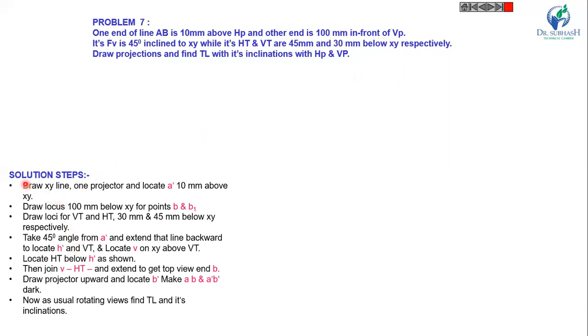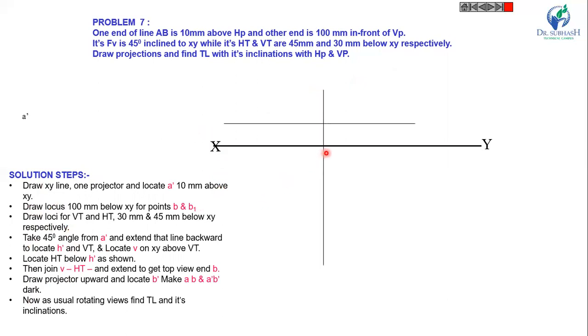So we have to follow these different steps. According to these steps, first of all, draw the XY line and locate the point A dash 10 mm above XY. The position of A is given. From A dash, draw a line at an angle. Now, VT is 30 mm below the XY line and HT is 45 mm below the XY line. So draw the two loci at a distance of 30 mm from XY and 45 mm from XY.